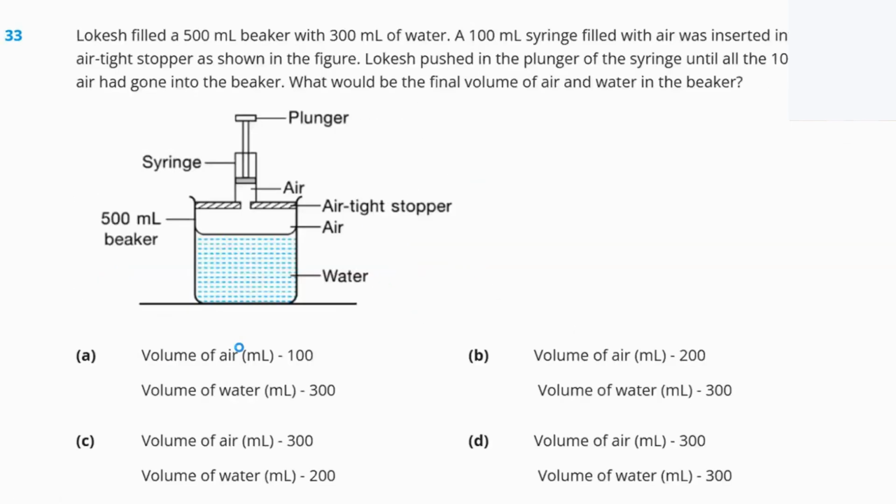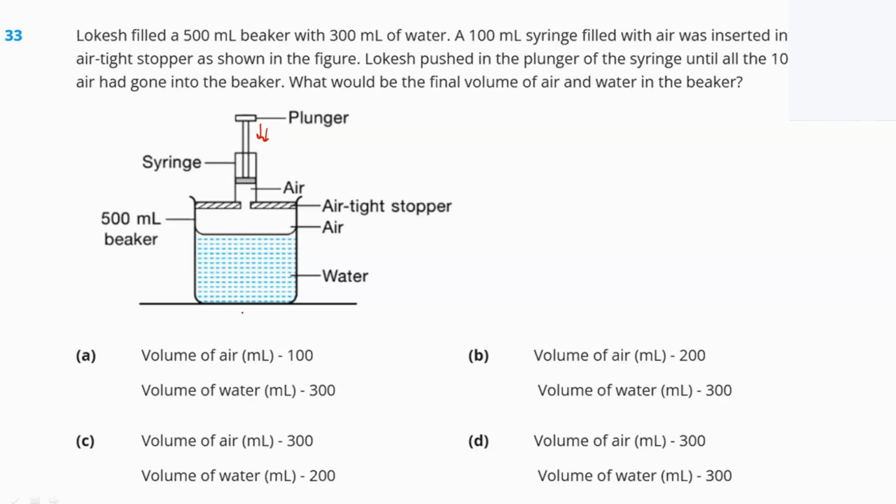Next, Lokesh filled a 500 ml beaker with 300 ml of water. A 100 ml syringe filled with air was inserted into the airtight stopper as shown in the figure. Lokesh pushed in the plunger of the syringe until all the 100 ml of air had gone into the beaker. What would be the final volume of the air and water in the beaker? When the plunger is pushed downwards, all the air will be given out into the water, isn't it?